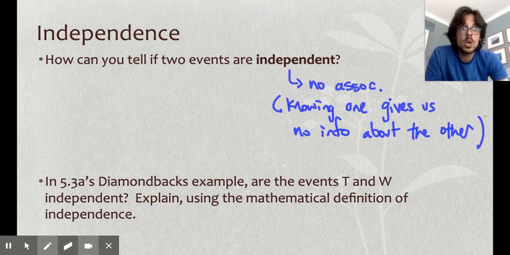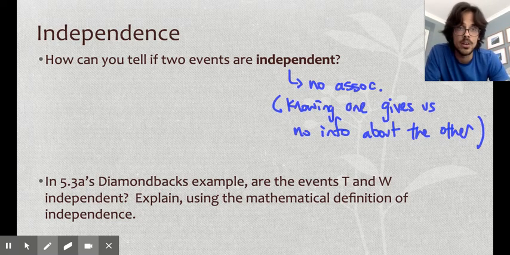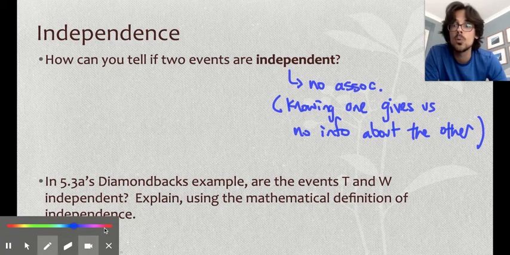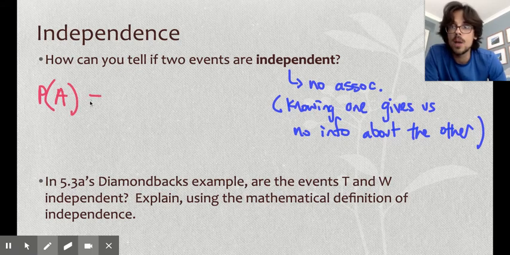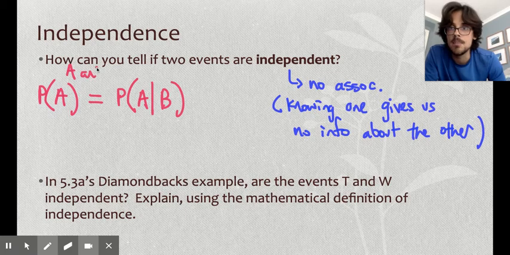Now, when we talk about independence in AP stats, you very, very rarely will be talking just from your gut, like, oh, it doesn't seem like one affects the other. What you need to do is show mathematically that the events are independent. So there is a formula you will check to see whether the events are independent or not. You will find the probability of one of the events, probability of A. And if the probability of A is equal to the probability of A given B, this would mean that A and B are independent.